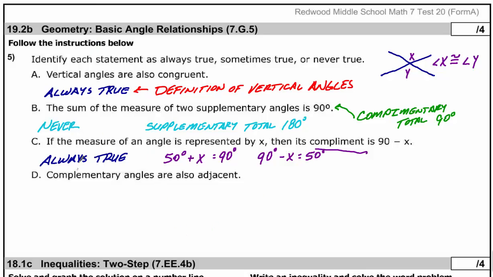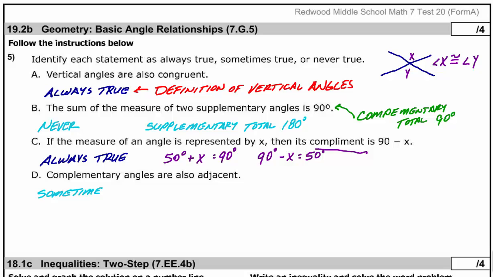All right, and letter D, complementary angles are always adjacent. That's a sometimes answer. So you can have complementary angles that are adjacent. You know what? I spelled it right the first time. I'm going back. Complementary. Yeah, no. I liked my first spelling better. They made a mistake in their spelling somewhere along the way. All right, so this is sometimes, because complementary angles, they can be adjacent.